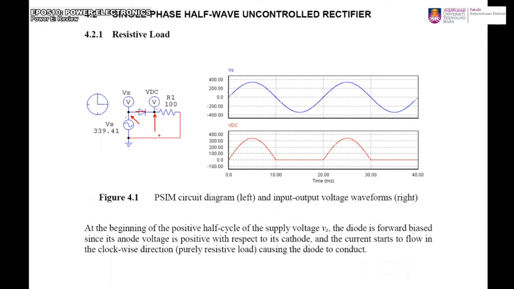During the negative half cycle, the diode will be reverse bias, and the current starts to flow in the opposite direction, anti-clockwise. Because this is a resistor, current starts to flow, but because of the reverse bias, the diode will be turned off. So it will appear as an open circuit, and therefore there is no current flow. Therefore, the voltage drop across R will be 0. That's why for the negative half cycle, you're going to see that the current and the voltage are 0.